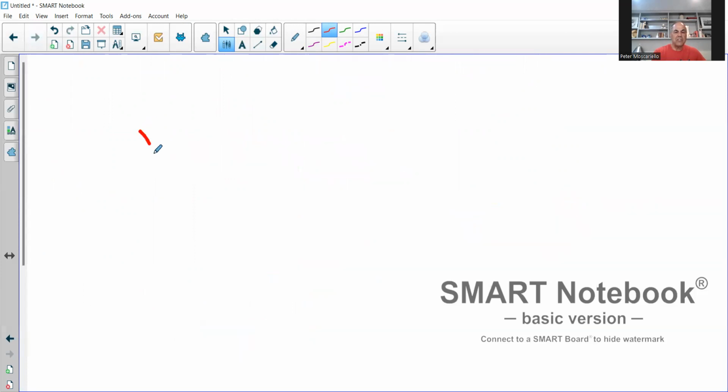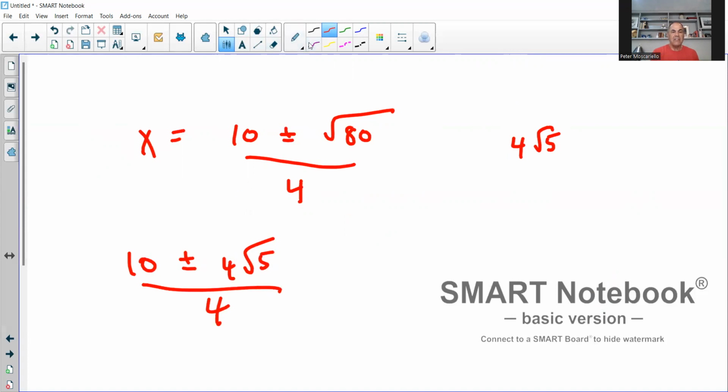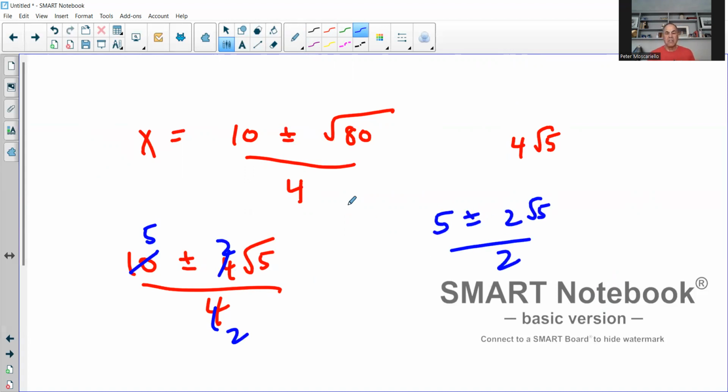But what if you got this for an answer? What if you got 10 plus or minus square root of 80 over 4? Can you just practice breaking that down? Yeah, so 80 ends up being 4 root 5. So 10 plus or minus 4 root 5 over 4. And now you can divide everything by 2. 5, 2, 2. 5 plus or minus 2 root 5 all over 2.